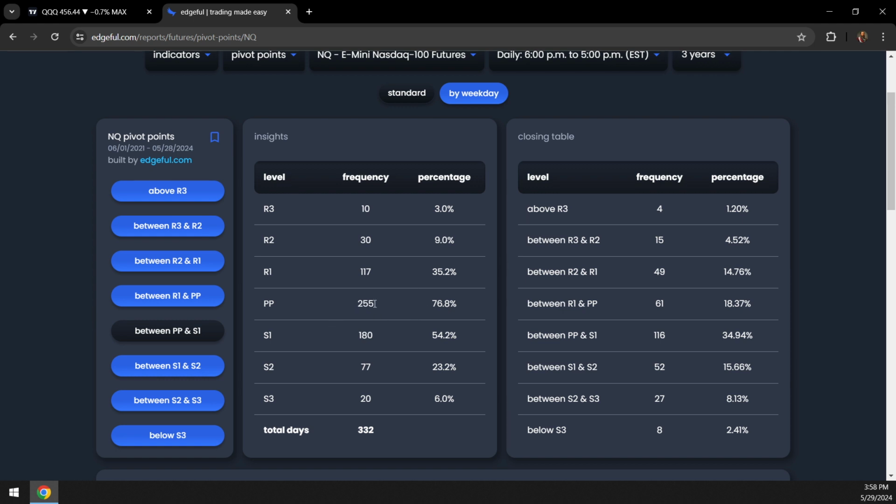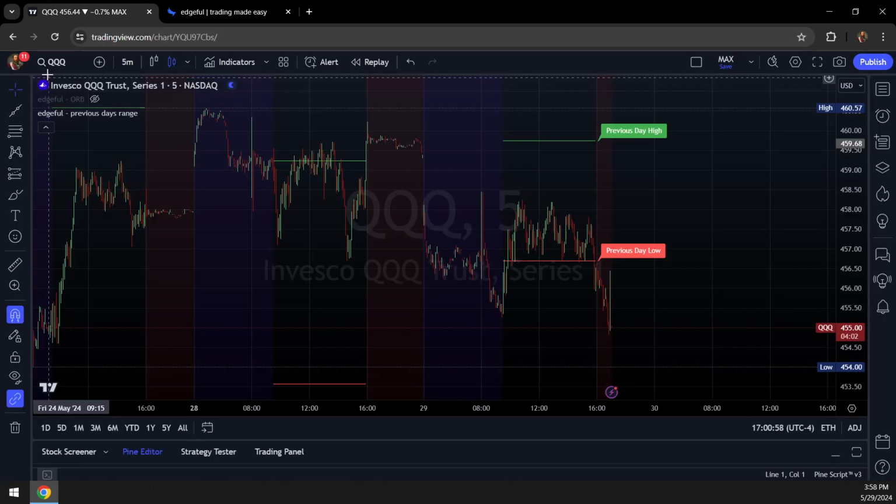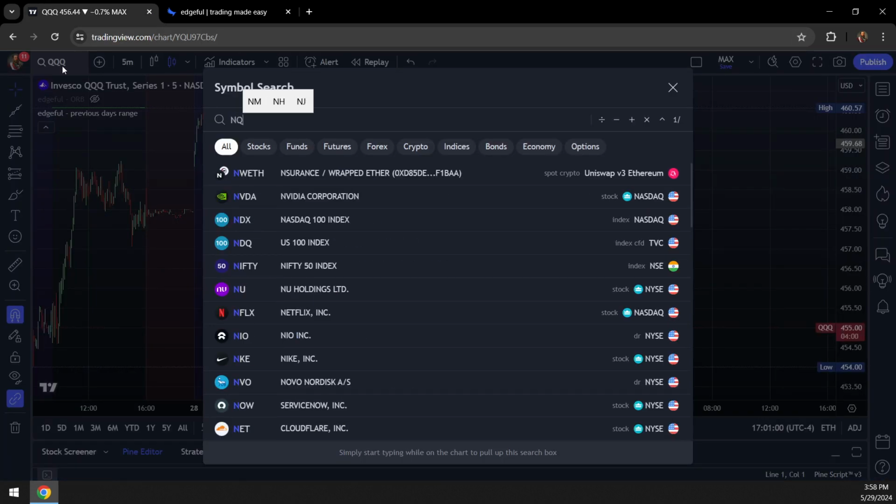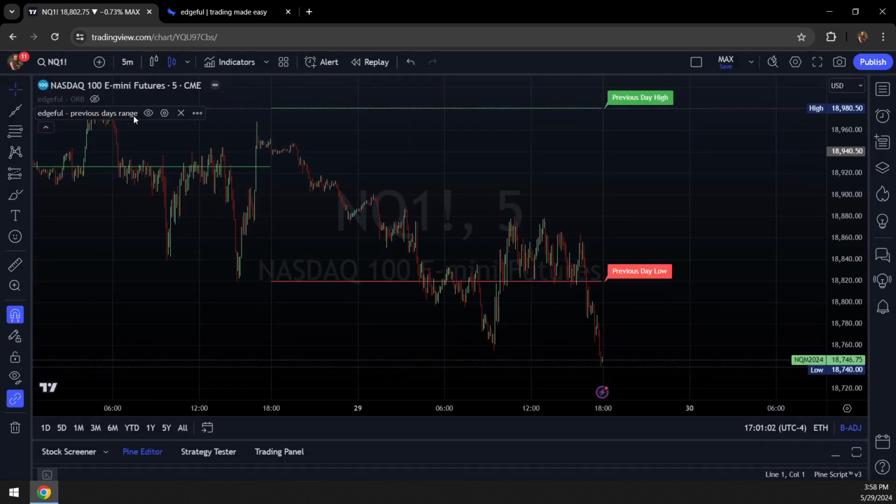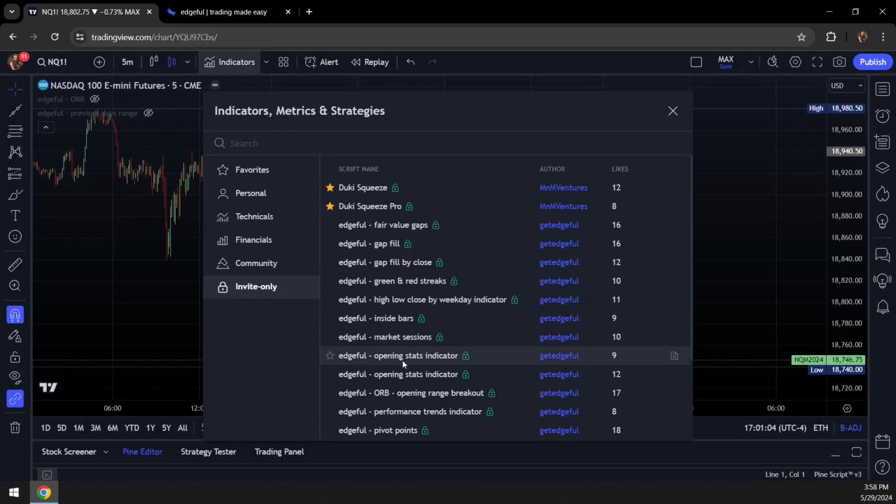If we open below the pivot point, so between the pivot point and S1, there's a 35% chance that we're going to touch R1. There's only a 9% chance we're going to go to R2. So if we open up between the pivot point and S1, let's look at an example of this.